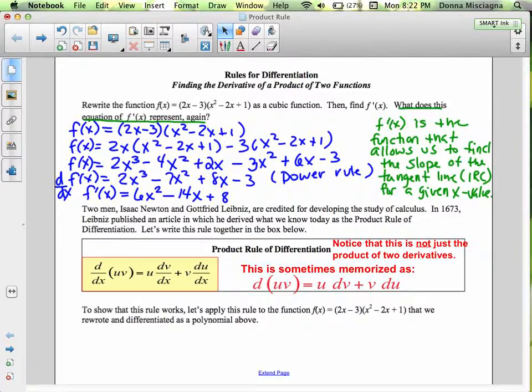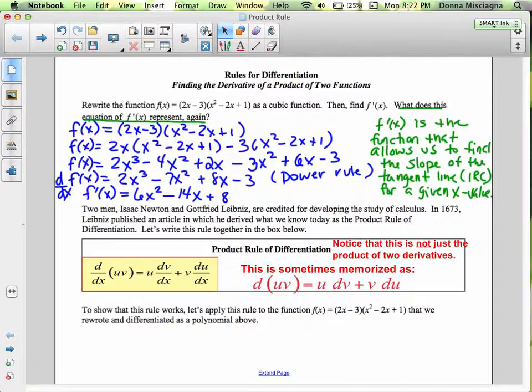Two men, Isaac Newton and Gottfried Leibniz, are credited for developing the study of calculus, and they actually did that independently of each other. In 1673, Leibniz published an article in which he derived what we know today as the product rule of differentiation. So let's write this rule together in the box below. I already have it written because, well, my typing is nicer than my handwriting.